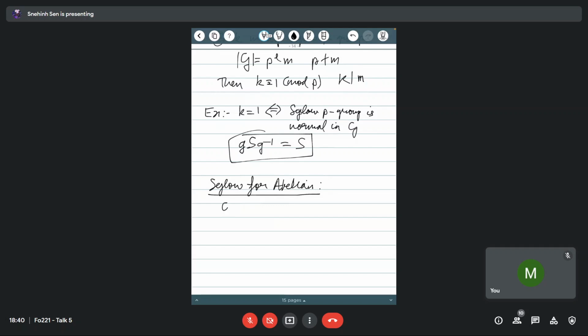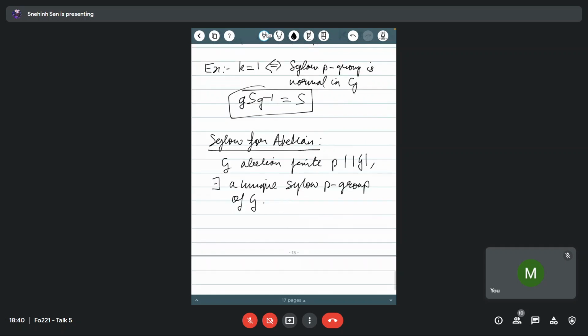So given a finite abelian group G, and P divides the order of G, there exists a unique Sylow P group of G. In fact, you can call that SP maybe, because it's unique.